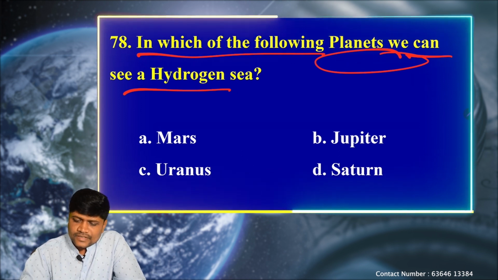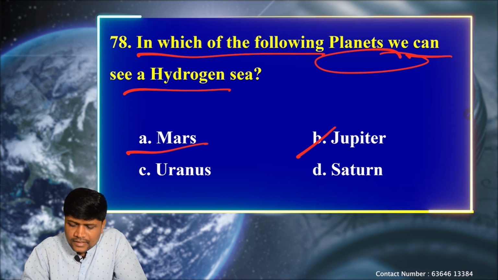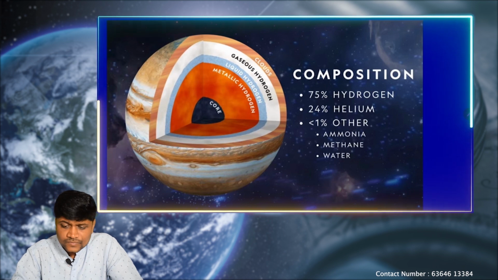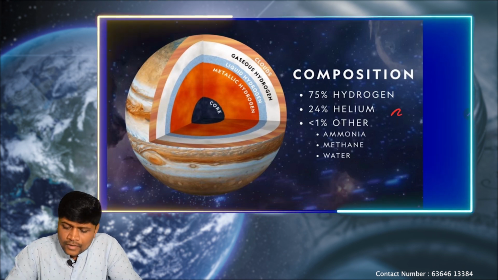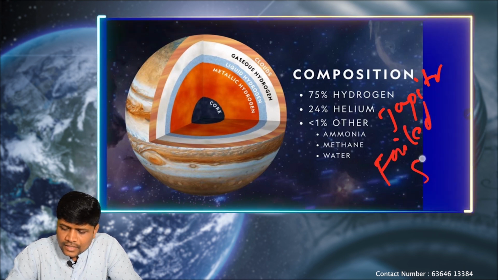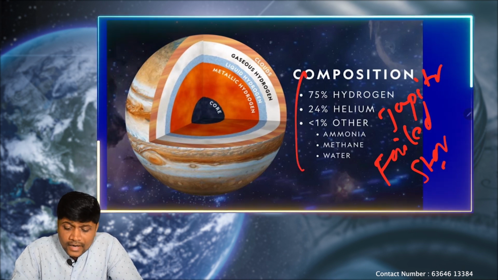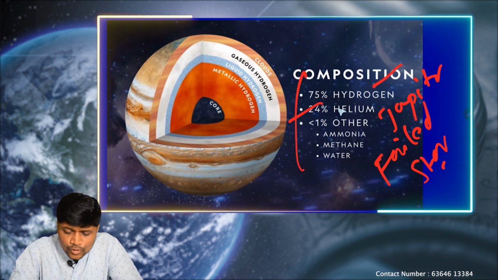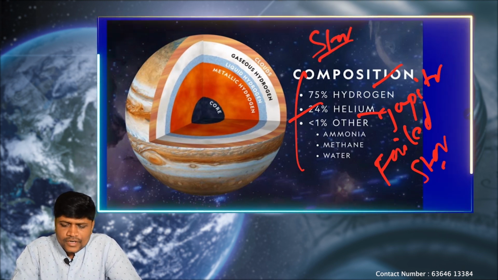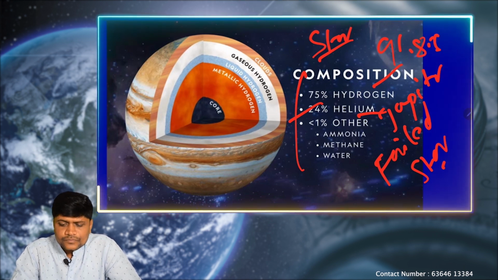Okay, so again, as we discussed in the previous episodes, option A, we have Mars, next B, Jupiter, C, Uranus, and D, Saturn. Let's see the explanation. Again, we know that Jupiter is called the failed star. Why is it called a failed star? Within the Jupiter planet, 75% is made up of hydrogen and 24% is helium. Even the stars have the highest amount of hydrogen and helium, 91% hydrogen and 8.5% helium roughly.